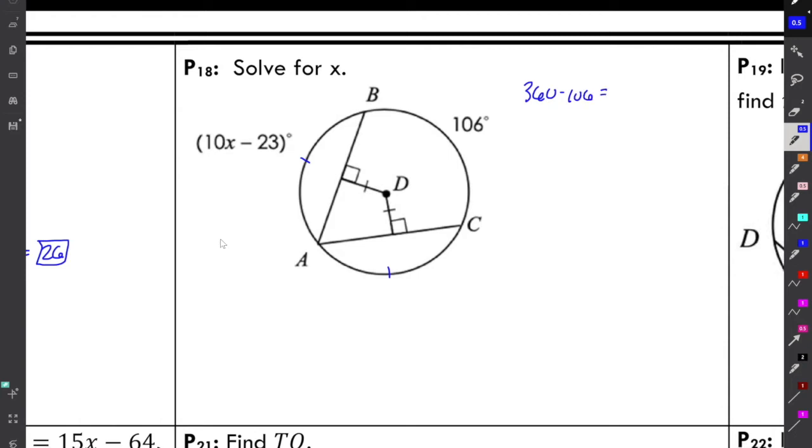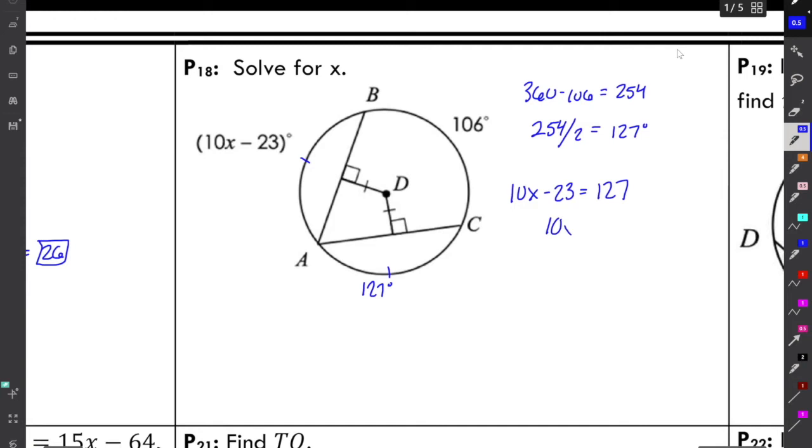Okay, and that gives me 254. That just tells me the sum of arc AB and arc AC. So to get what they are each, since they're congruent, we divide 254 by 2. Each of them is going to be 127 degrees. So now I solve for x by setting 10x minus 23 equal to 127.